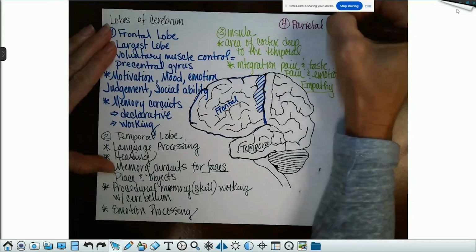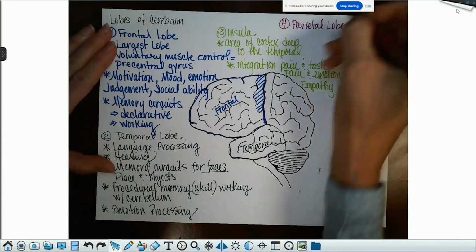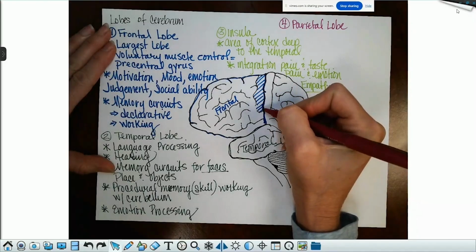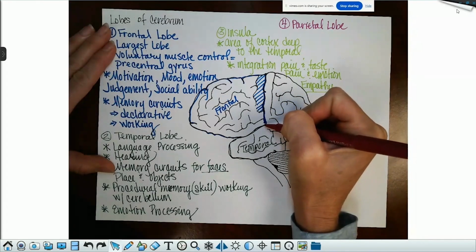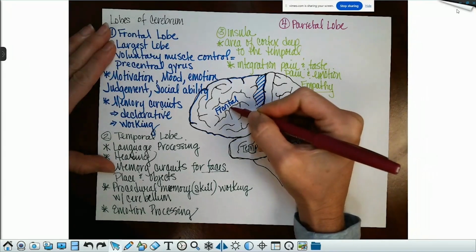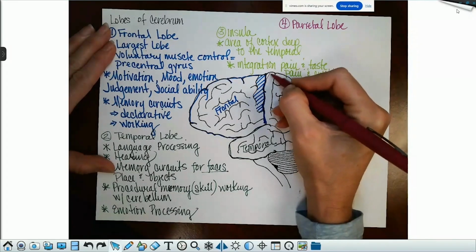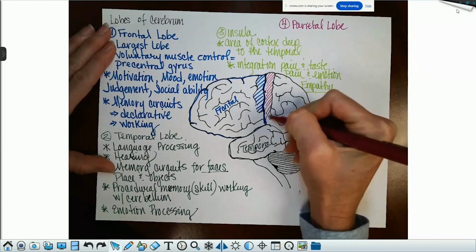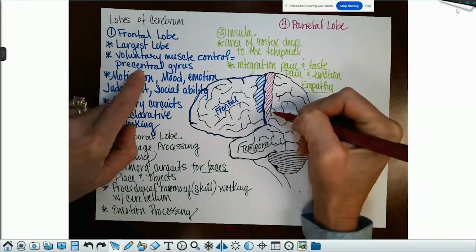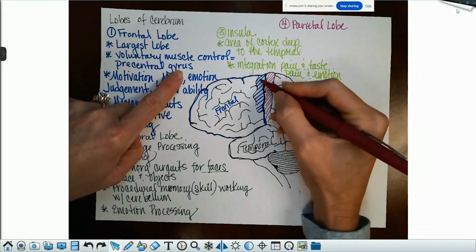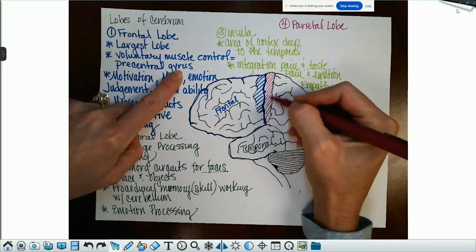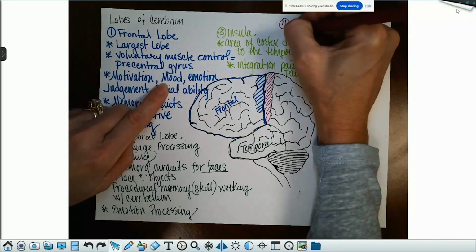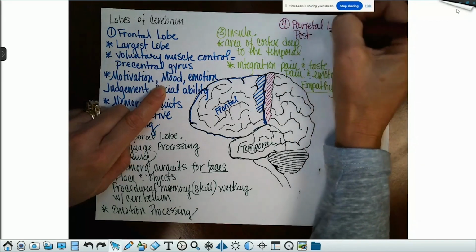The parietal lobe is right behind the frontal lobe, so that central sulcus, that groove, is really our landmark for dividing the frontal lobe and the parietal lobe. And just like we saw the pre-central gyrus for the frontal lobe, we have a post-central gyrus for the parietal lobe.